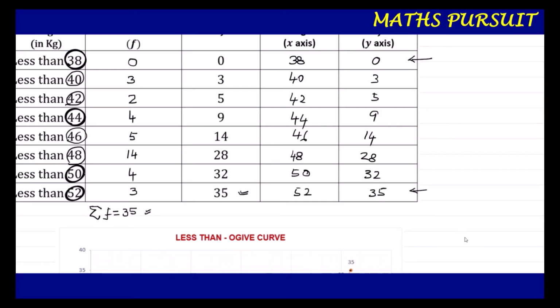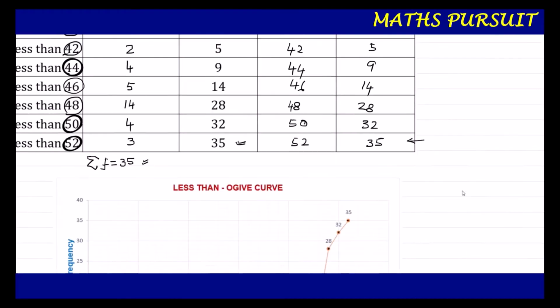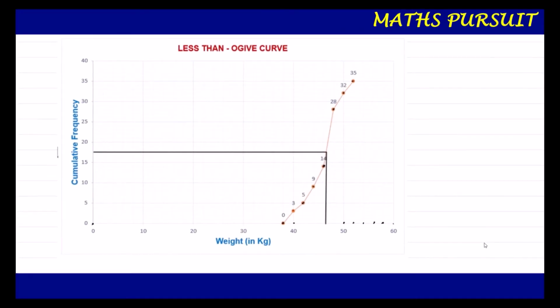As this is a less than ogive curve, our cumulative frequency also increases from a lower number to a higher number. For that reason, our curve is also increasing from a lower number to a higher number, from the bottom to the top. For that reason, you will always see that a less than ogive curve will increase from the lower part to the top part.